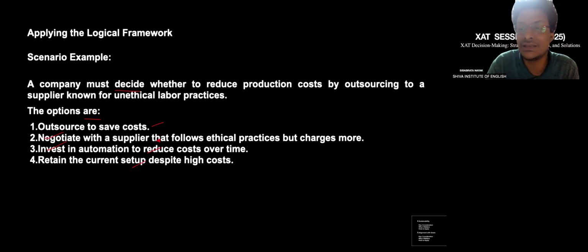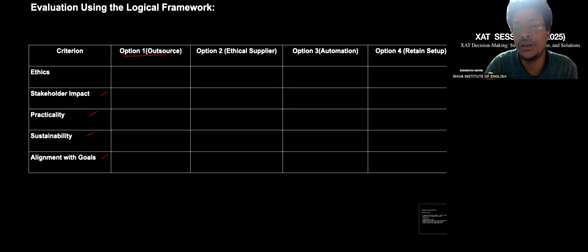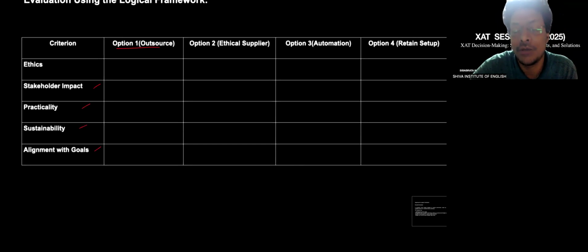So in that case, we can consider option 2 or 3 as an appropriate course of action, or an appropriate decision that can be taken, right?